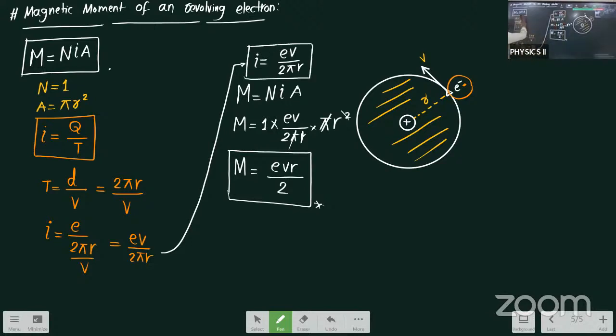So I have substituted all the things. I have substituted the value of N as 1, the value of I as ev by 2 pi r, and the value of A as pi r square. After substituting this, I am getting the final answer. The magnetic dipole moment of a revolving electron is M equal to evr divided by 2. Further, we can study the gyromagnetic ratio, but that's not necessary for our main examination. Let us move on to the next topic from moving charges and magnetism. I hope you understood this.